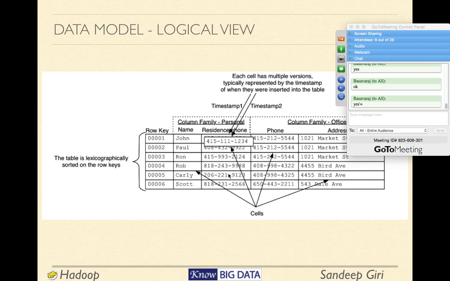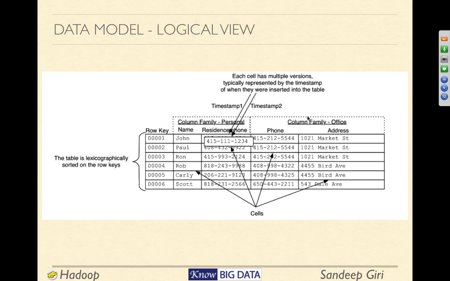Okay, this diagram will make it clear. Imagine that you have this phone book. This phone book has two column families. One is personal. These two columns lie in the personal column family. And we have another column family called office. Although here all the values are fully filled and it's not a sparse table, it'll still give you an idea about what a column family is and what the various definitions are.